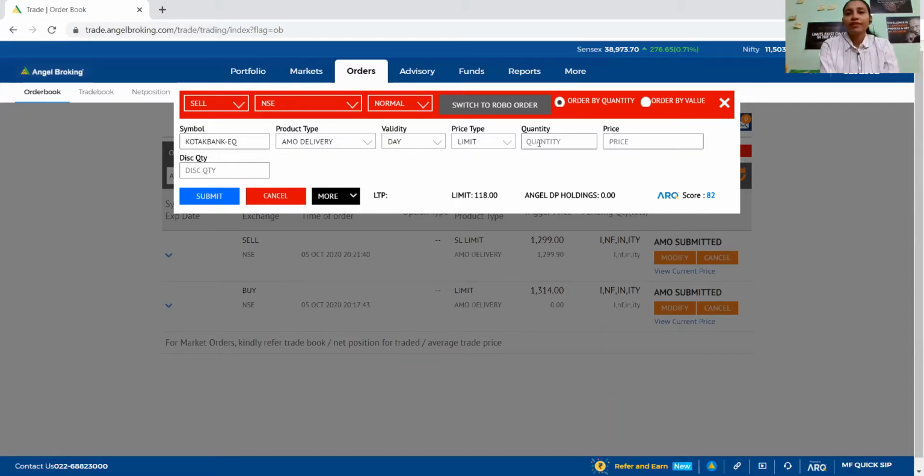So the limit will be the same, one quantity. This will be the target, not the stop loss, because you want it to execute if it comes. Suppose I bought at 1314, so 1315 points, and let me take like 1550. This is my target, for example. So I am going to place it like this. If this price comes, it gets executed. So I will place submit over here.